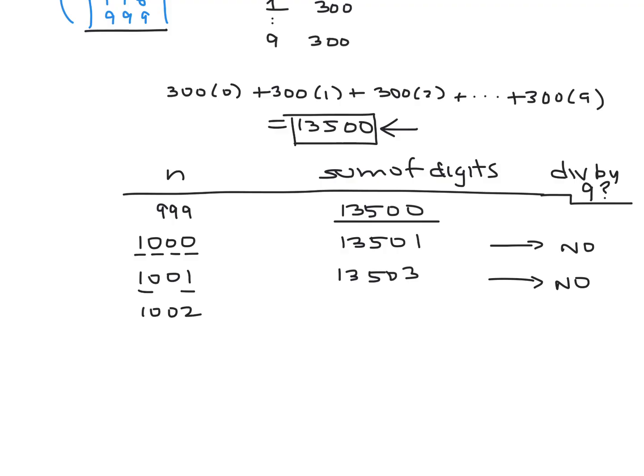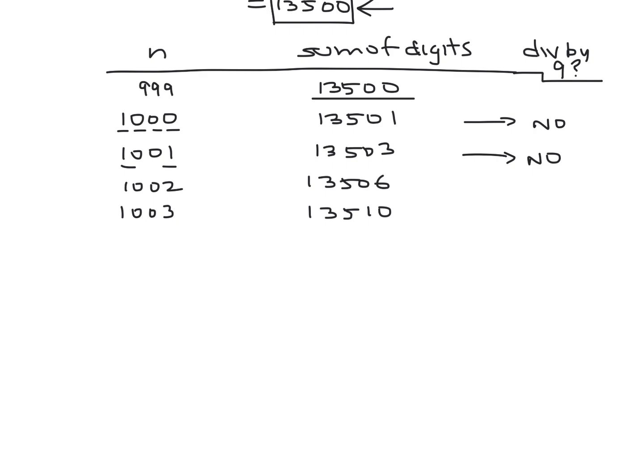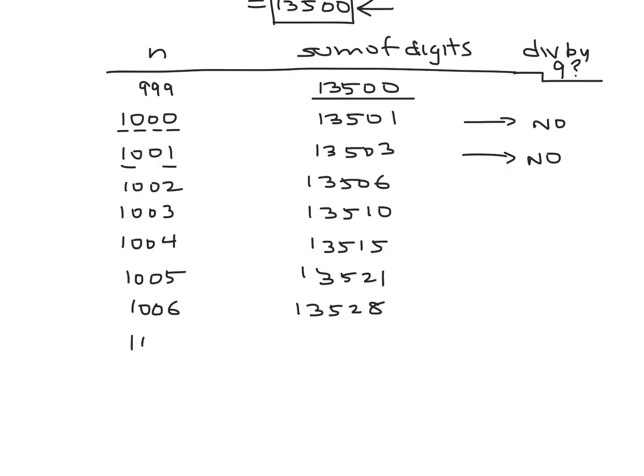And I keep going here. So 1002, 13,506, 1003, 13,510, 1004. I'll tell you which one is divisible by 9 once I see it. 1005, 13,521. Yeah, because you're adding 6, right? 1006, you're adding 7, so 13,528, 1007, 13,536. This is divisible by 9. Yeah. So the smallest number that qualifies would be 1007.